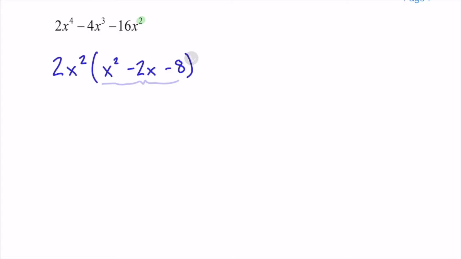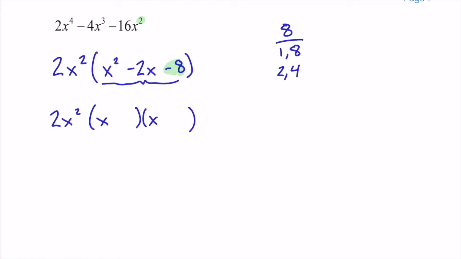Now when I look at this, I notice that the leading term is just a 1x squared. So that's going to factor into x and x, because x times x gives me x squared. Now I've got to think of the factor pairs of my -8. The key is that it's negative, which means one of these numbers is going to have to be positive, the other one negative. And I want to add up those two middle terms to make a -2x.